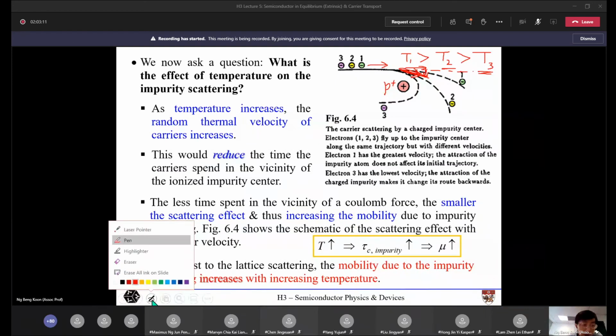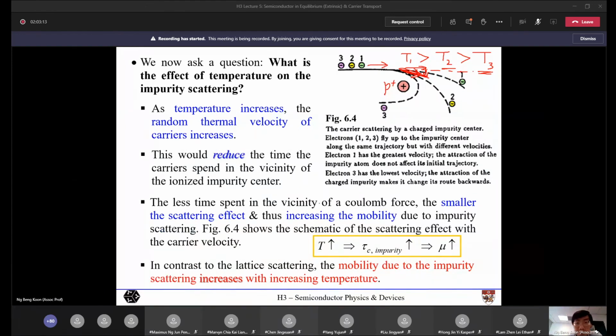In the case of electron 2, where the thermal velocity is actually smaller, right?